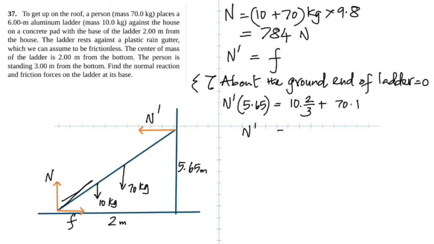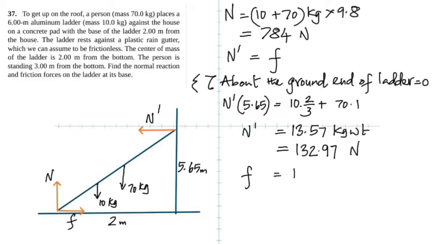Why? Because this is 1/3 of 6. It's 2 meters, so this should be 1/3 of 2. That's why I have multiplied 2 by 3. And then since this is half of 6, this must be half of 2, which is 1. That's why I've multiplied with 1. So when you do that and calculate, you get N prime as 13.57 kilogram weight, which is 132.97 newtons. So friction is 132.97 newtons.